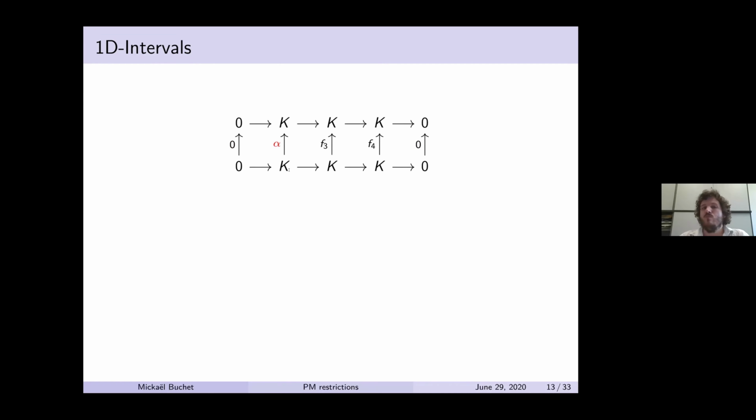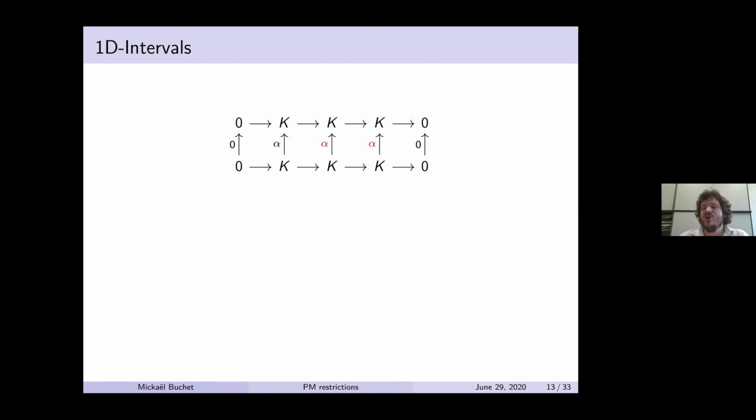Now, I can look at F3 and F4, and because everything has to commute, F3 and F4 also should be the same map defined by the scalar alpha. You can just see that alpha is the value to which we send the unit element. So that means that for my interval, any element from its endomorphism ring is fully determined by one element of the field K. So it's local, and thus indecomposable.